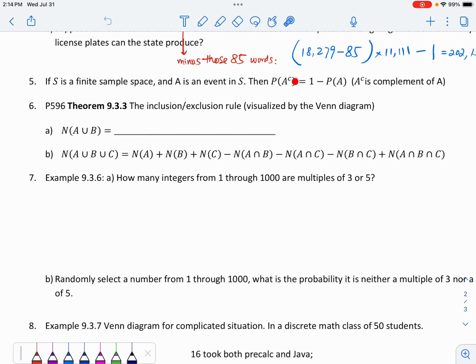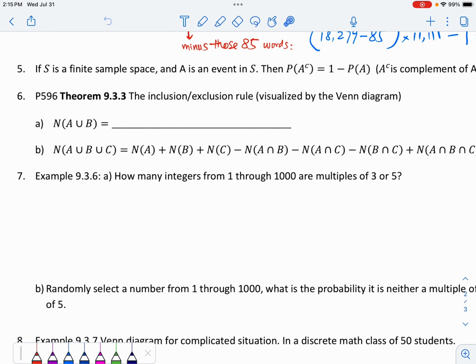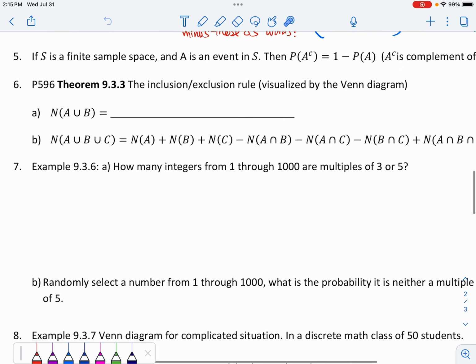Basically, this is saying the probability of event A not occurring is equal to 1 minus the probability of A occurring. So this is the complement rule. The second one is the so-called inclusion-exclusion rule, which can be visualized quite easily by a Venn diagram. It is not a rigorous proof, but we just want to visualize it and skip the proof.